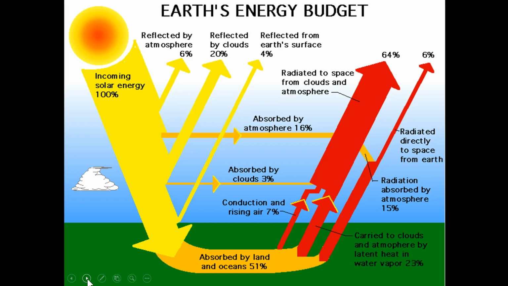This image shows a picture of the Earth's energy budget. Energy that comes from the sun, or insolation, can either be reflected or absorbed by the atmosphere, clouds, and land surface. This is different in different areas, and we'll talk a little bit more about what affects that.